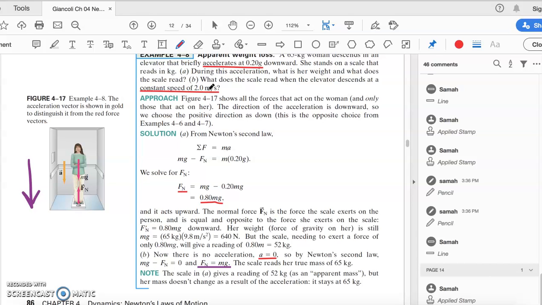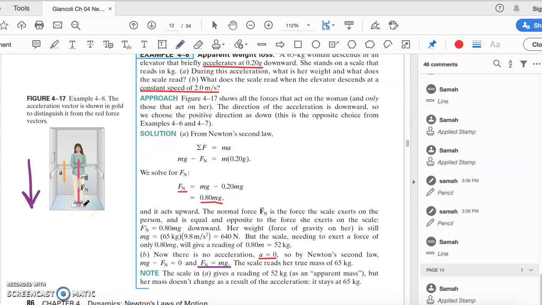We have a scale inside the elevator, and that elevator is going through two situations. One of them, the elevator is going down with a constant acceleration a. The other, which is part B, the elevator is going down with a constant speed of 2 meters per second. Constant speed means an acceleration of 0. So one with constant acceleration, the other with acceleration equal to 0. And we want to see the reading of the scale in each one of them.